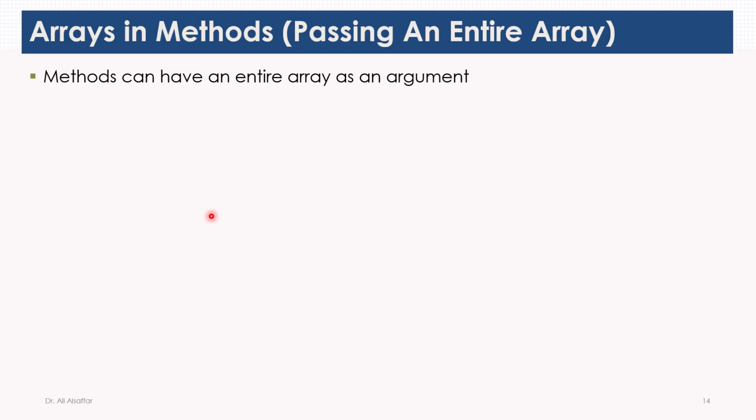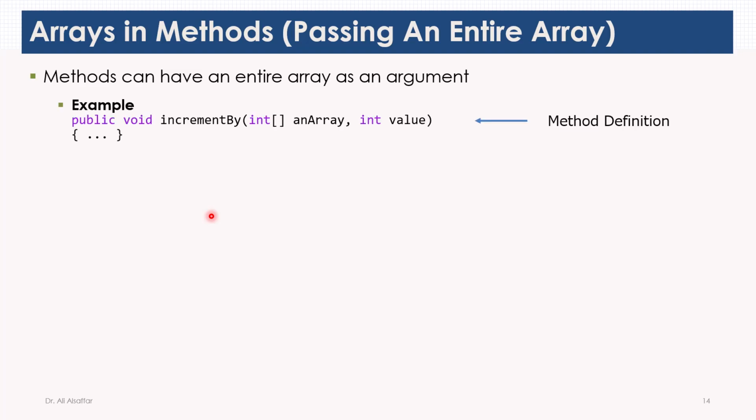The first side is how to define an array as an argument into a method, as a formal parameter. And the second side is how to pass an array entirely as an argument as an actual parameter. Let us have a look into an example first, and then we will go into details.